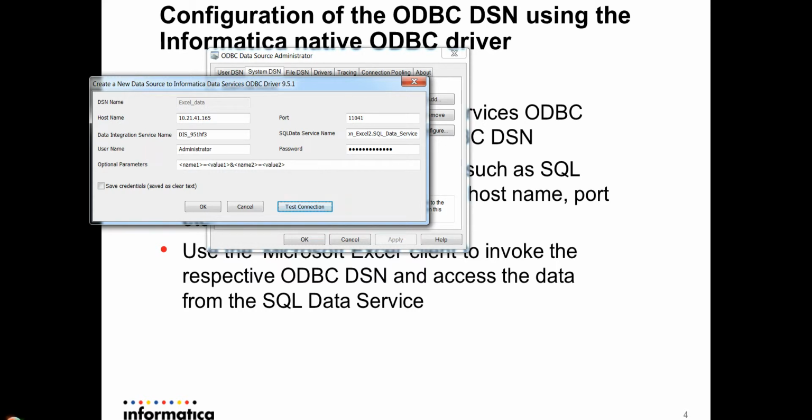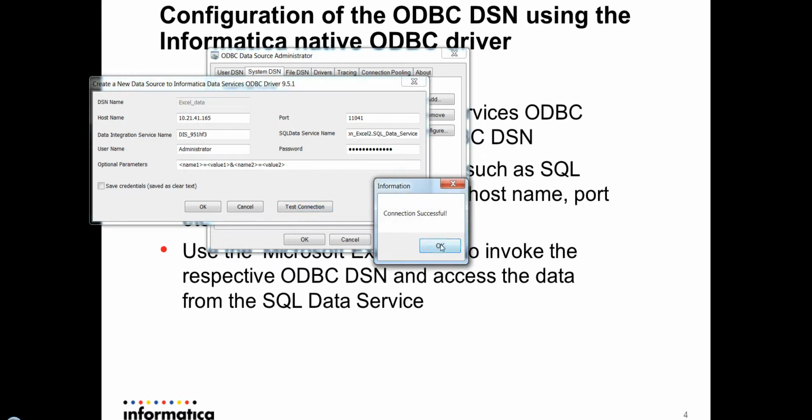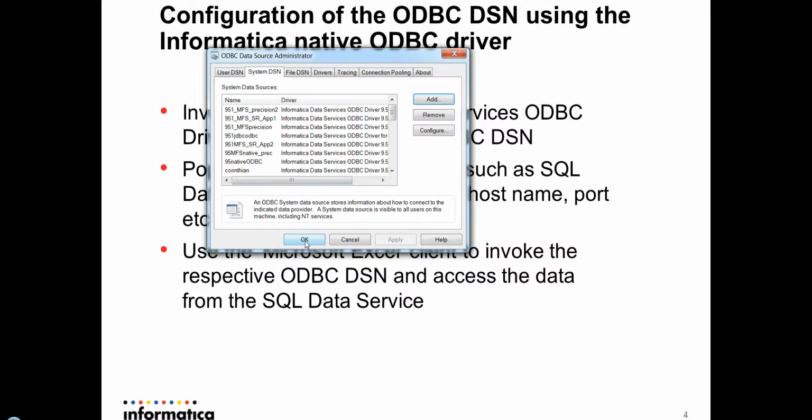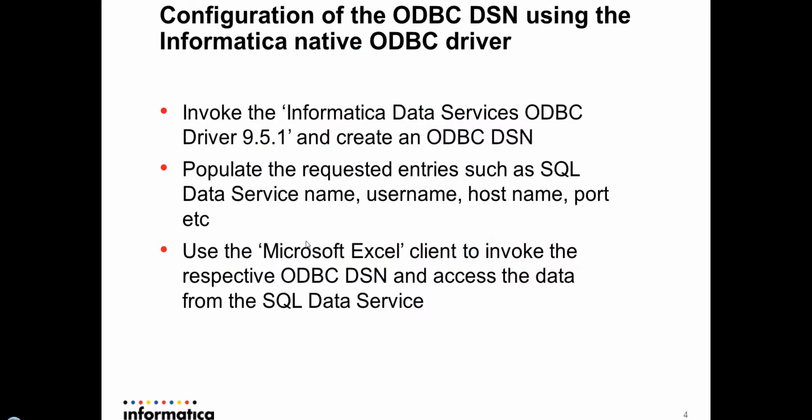So I have populated these parameters, and I'm going to click on test connection to check if the connectivity succeeds. The connection is successful. Then click on OK, OK, OK. And the next step as part of this demo is using the Microsoft Excel client to invoke the respective ODBC DSN and accessing the data from the SQL data service. So now let me open up a Microsoft Excel workbook.